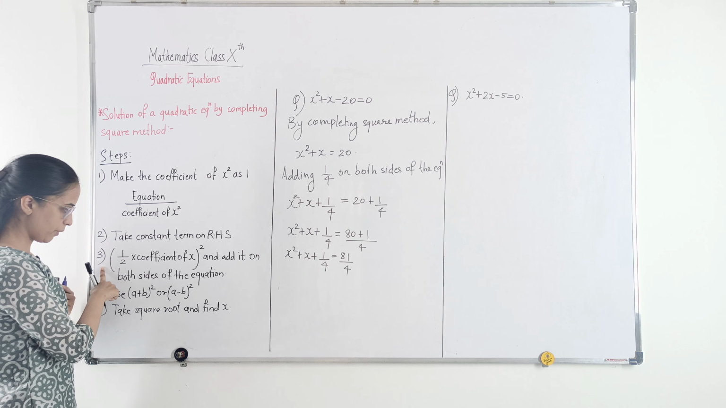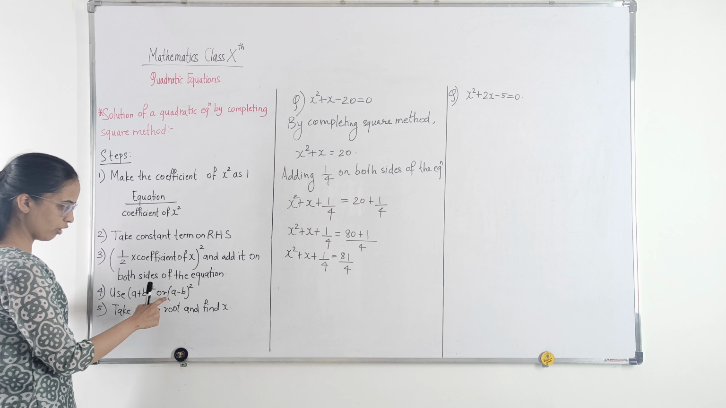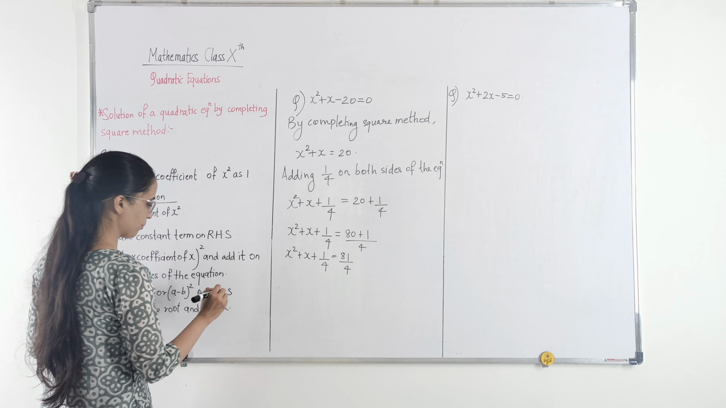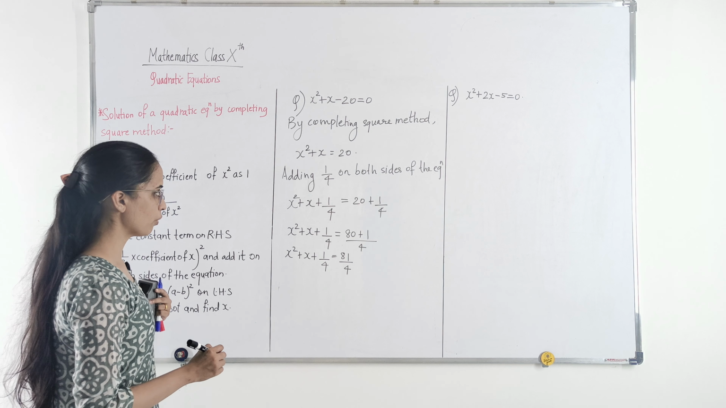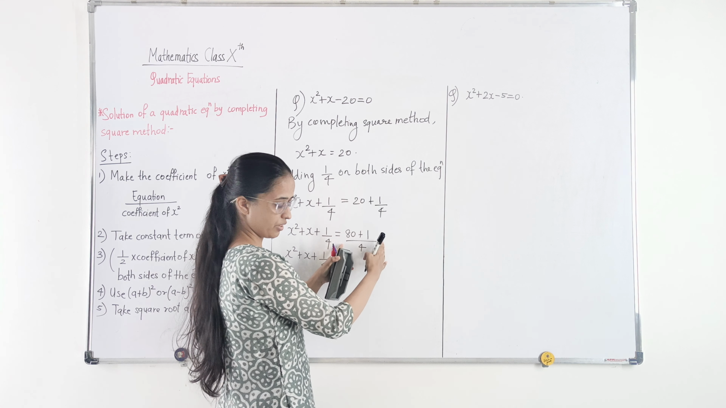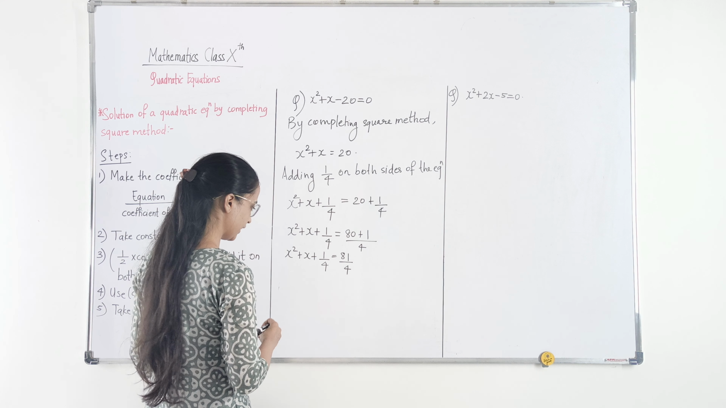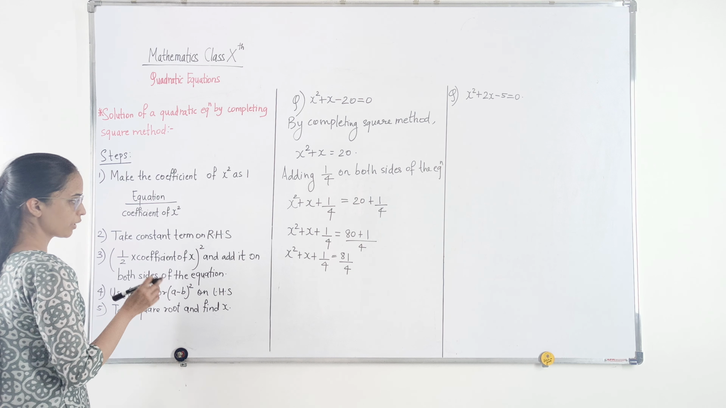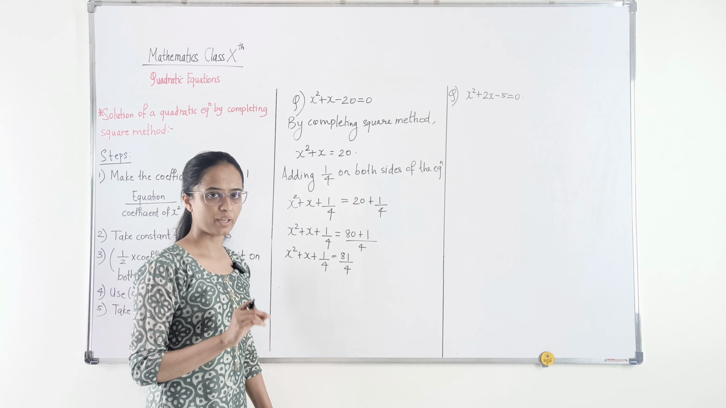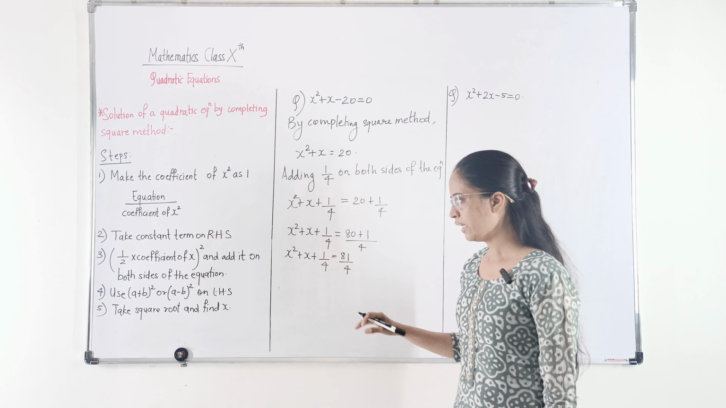You're done with step number 3. Your step number 4 is to use a plus b the whole square or a minus b the whole square on the left hand side. In step number 3 our focus was on the calculation on the right hand side. Now in step number 4, you're going to focus only on the left hand side, and you're supposed to see which of these two formulas is applicable, either a plus b the whole square or a minus b the whole square. One of the two formulas would be applicable on the left hand side.